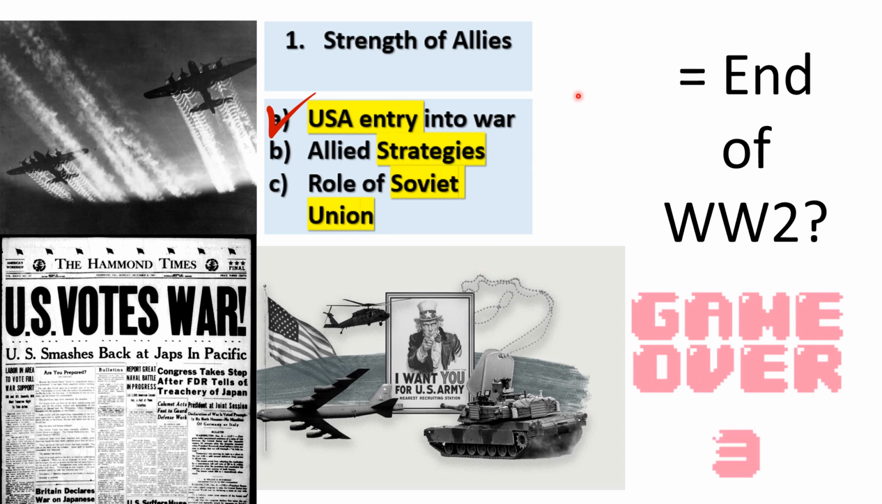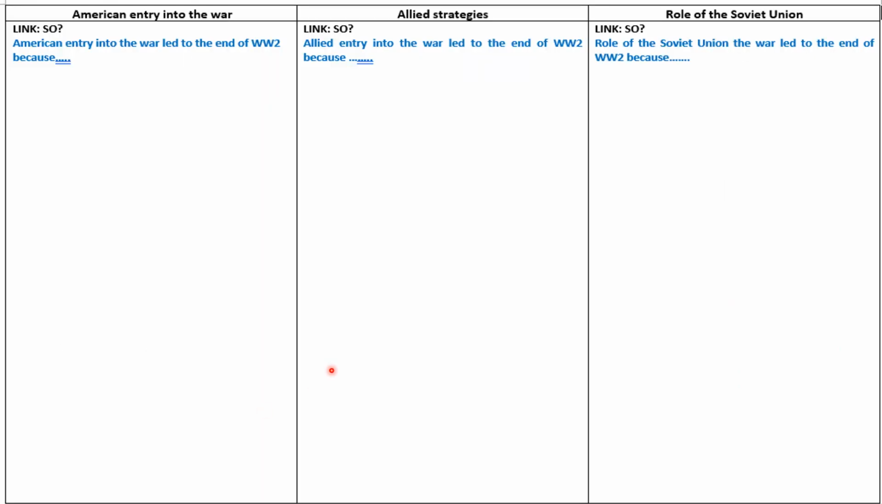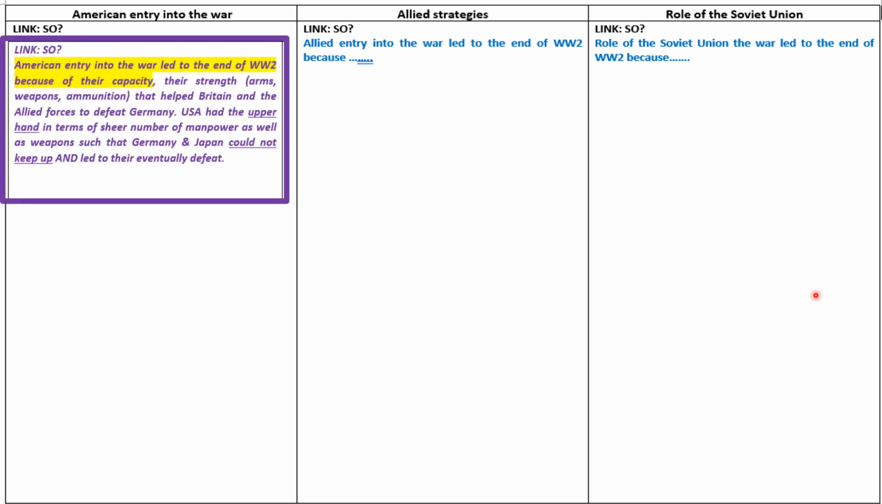So a pictorial check-in on the strength of the Allies: with the USA entering the war and producing enough weapons, it led to the end of World War II. How? Was the game over specifically for Germany? So you see the link, American entry led to the end of World War II because of what? Their capacity, their strength. The USA had the upper hand in terms of sheer manpower, and both Germany and Japan could not keep up, and it led to their eventual defeat.